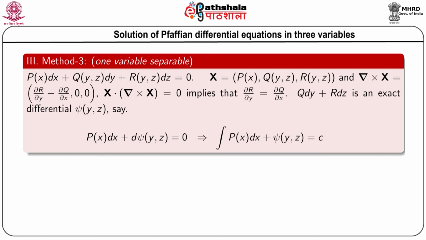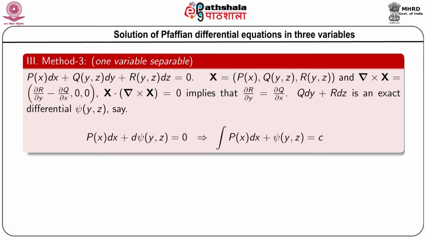If we use the integrability condition X dot curl X equals 0, it implies ∂r/∂y must be equal to ∂q/∂z. That means q dy plus r dz becomes an exact differential, and let that be dψ. So, the given equation becomes p(x) dx plus dψ equals 0. After integrating, we can get the integral easily. So, this is the solution or primitive of the given equation.